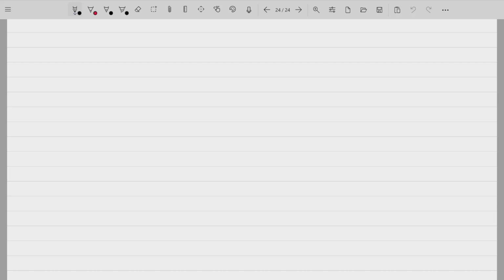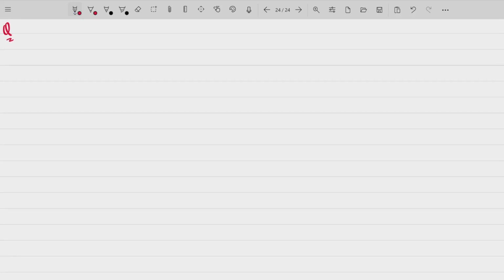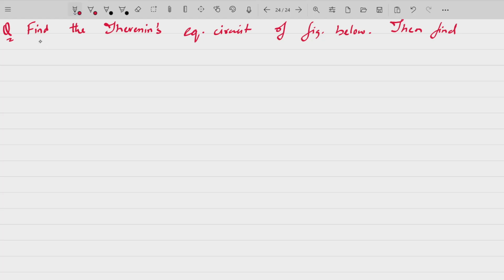So let's do one example. Find the Thevenin's equivalent circuit, then find current through RL for RL equal to 6, RL equal to 16 and RL equal to 36 ohms.